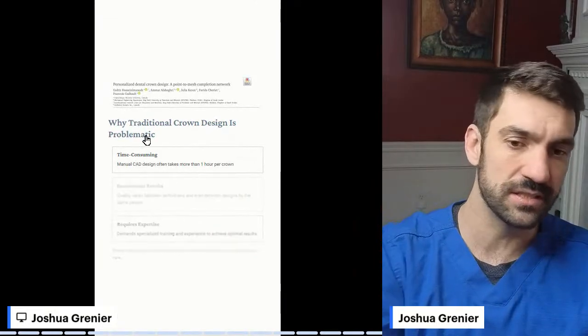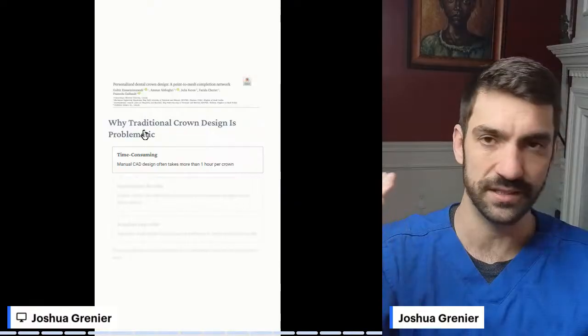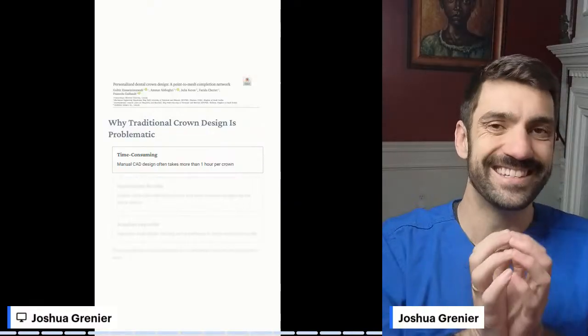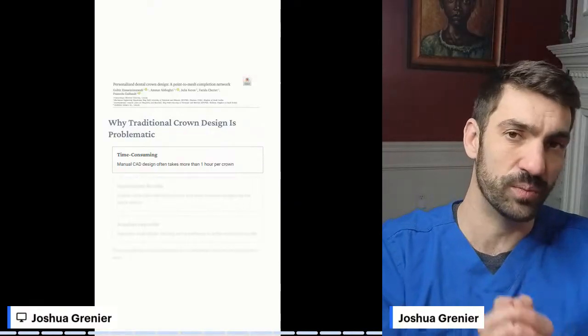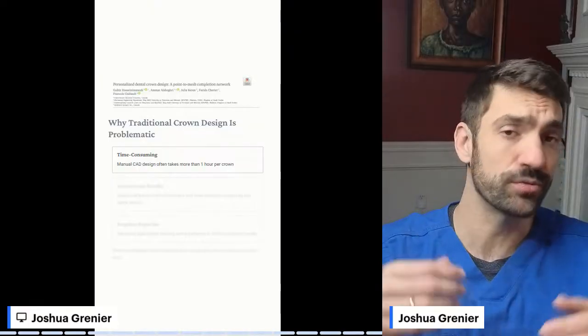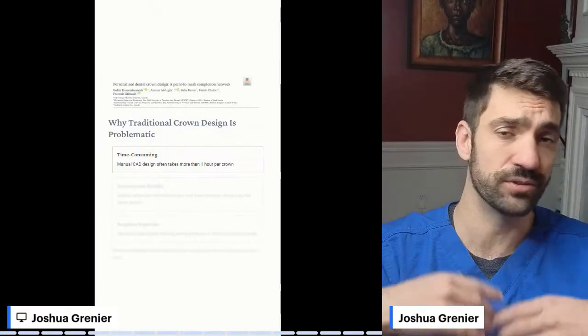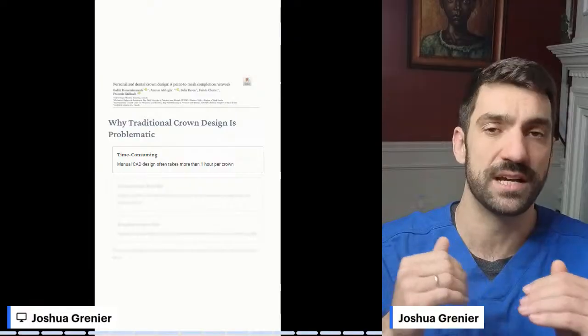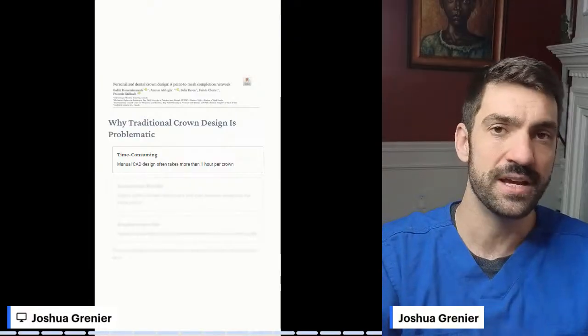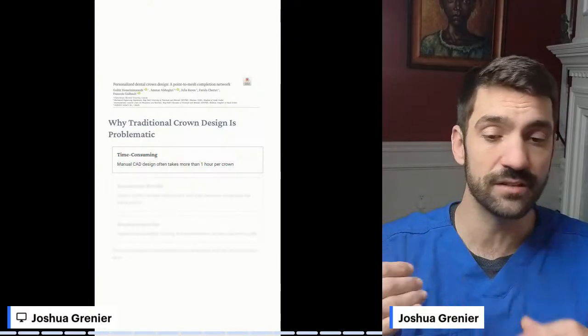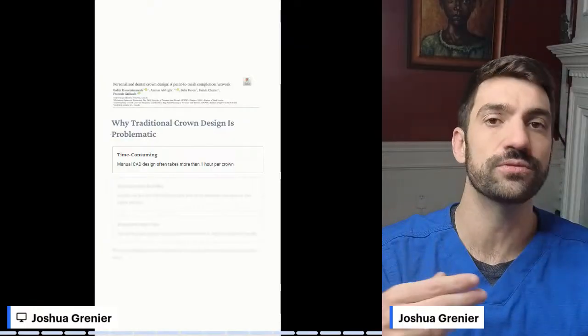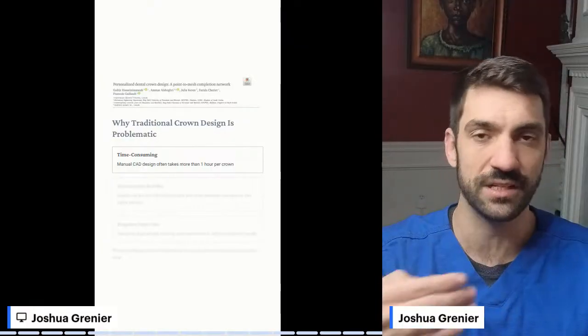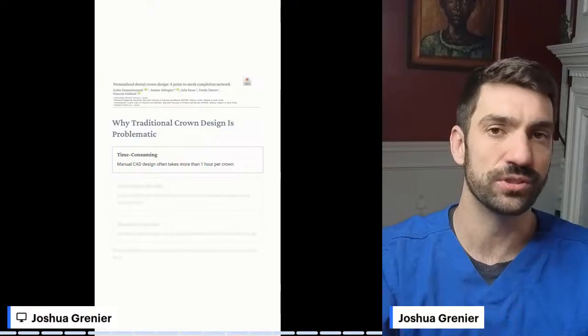Well, obviously, what really makes the difference, why is this so important, is the design is what makes or breaks a lot of technology. If you're 3D printing in the office, or if you're a lab, it takes a long time to do this design step. And especially in the office, every minute counts. So if you can save even 10 minutes with a design process, that's huge.